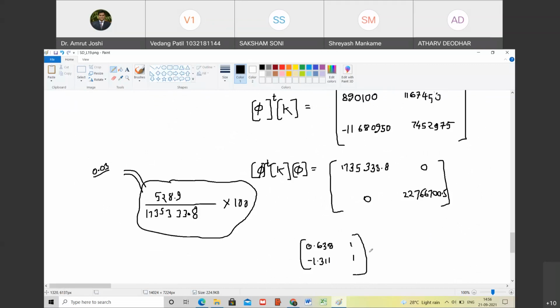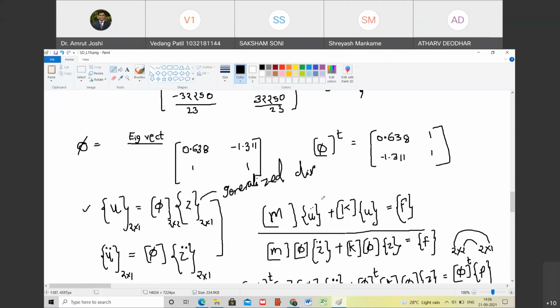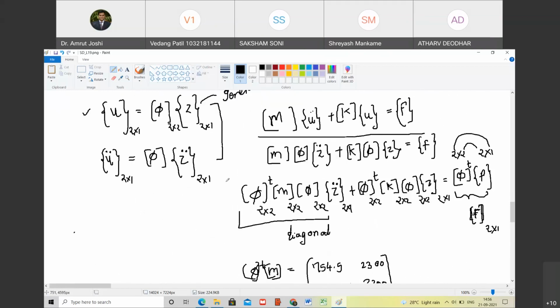1.31111. Do you agree with me? This is phi transpose. This multiplied by f is 0, so this is also going to result in 0. So even capital F is 0. Do you agree with me? So what is the equation that I have translated the parent equation into?